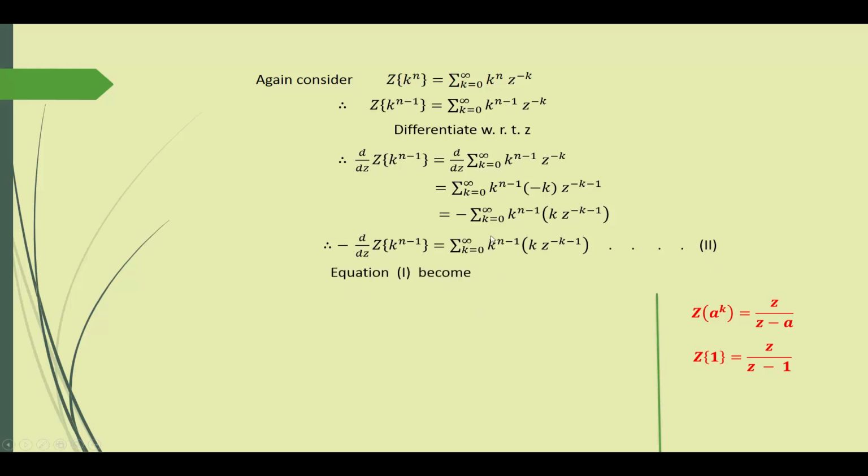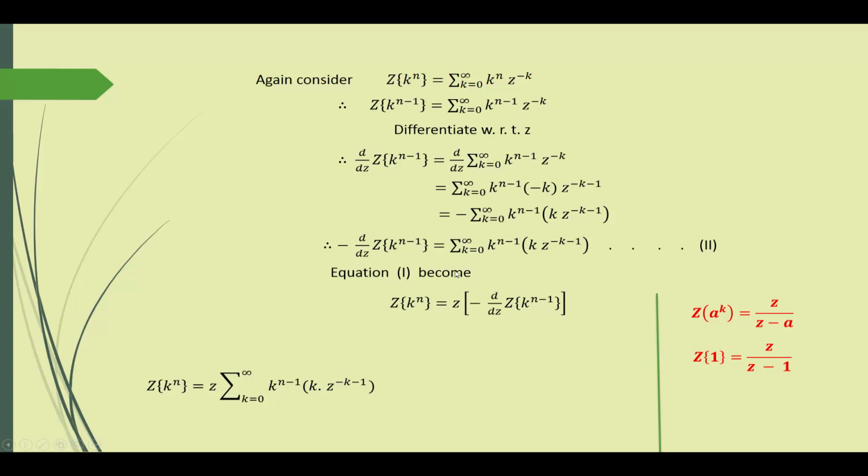Equation 1 becomes, put this value in equation number 1. Now what is equation number 1? Equation 1 is Z transform of k^n equals z into sigma k varies from 0 to infinity k^(n-1) into k into z^(-k-1). This is equation number 1. This equation becomes: Z transform of k^n is equal to, first term is z, into sigma k^(n-1) into k into z^(-k-1). The value of this term is minus of d by dz of Z transform of k^(n-1).